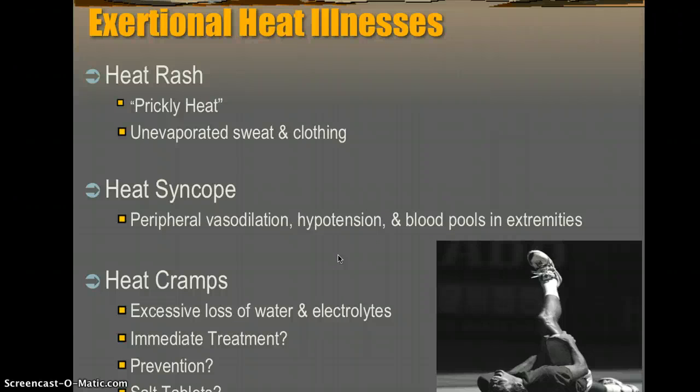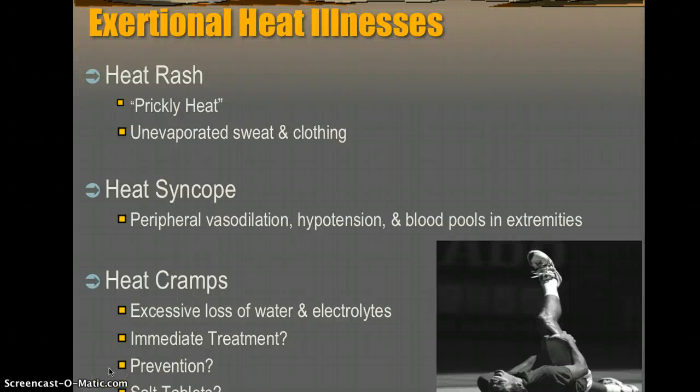So here we have three of them: heat rash, heat syncope, heat cramps. So make sure you read this in your book to get more detail on it. Heat rash is also called prickly heat. They're just raised red bumps. Heat syncope is fainting because of exercising in the heat. So it says peripheral vasodilation, hypotension, and because of blood pooling in the extremities. Heat cramps is excessive loss of water and electrolytes, specifically sodium.